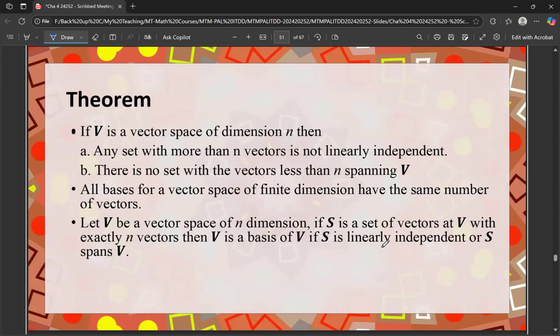Okay, these are some theorems. We say that if we know the dimension of V is n, and we have a set with more than n vectors, then this set must be not linearly independent.